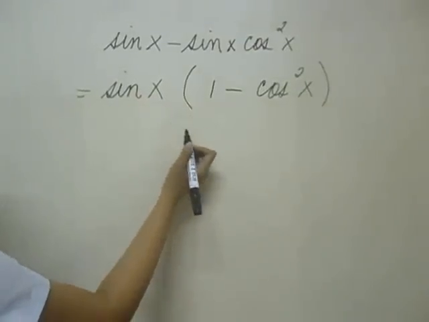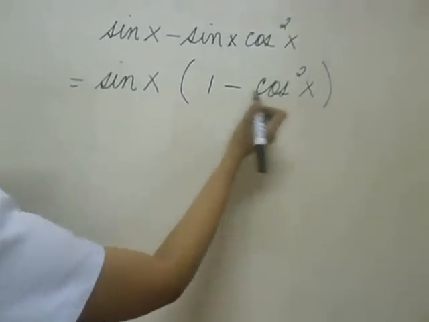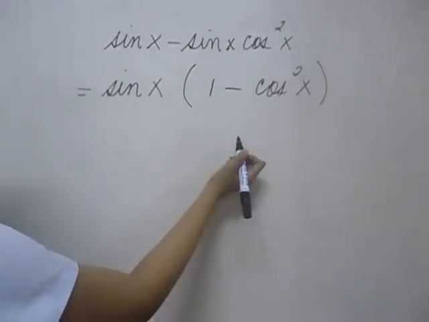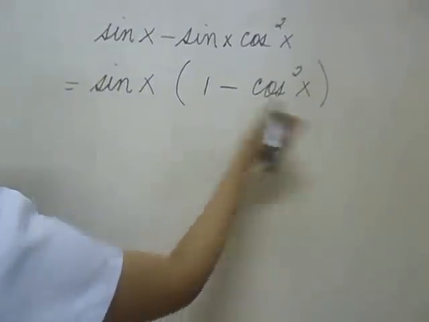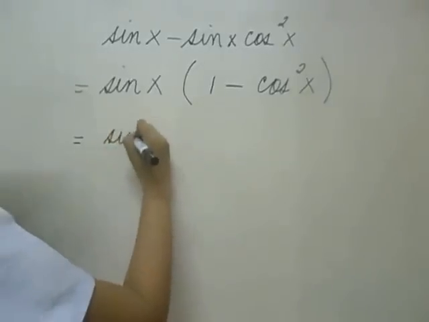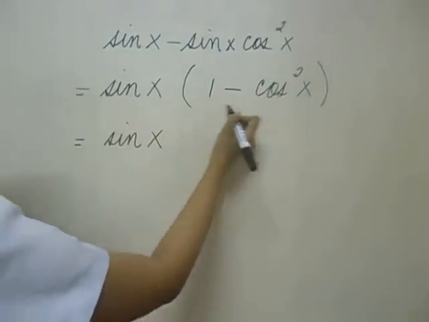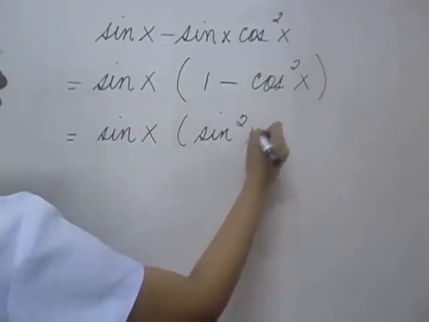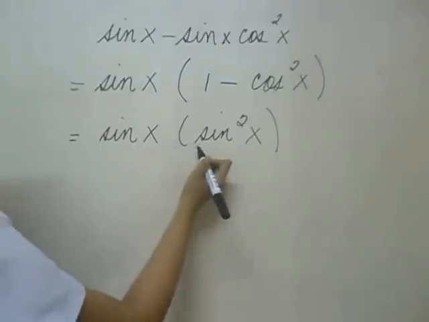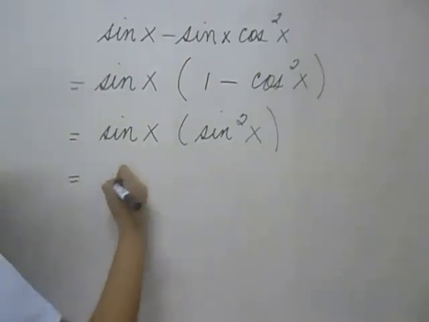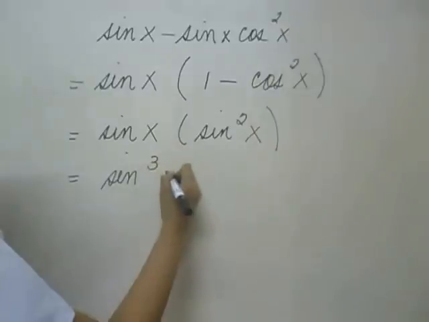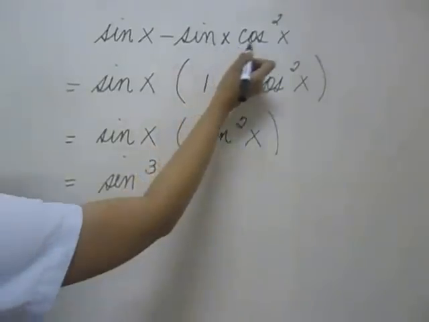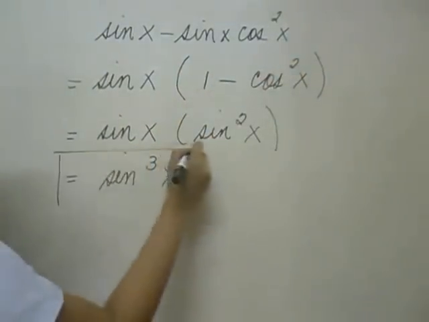You will notice the presence of one of the Pythagorean identities, which is 1 minus cosine squared x equal to sin squared x. So we can replace this by sin squared x. We copy sin x, then we replace this by sin squared x. Taking the product of sin x and sin squared x, we get sin cubed x. Therefore, the simplified form of sin x minus sin x cosine squared x is sin cubed x.